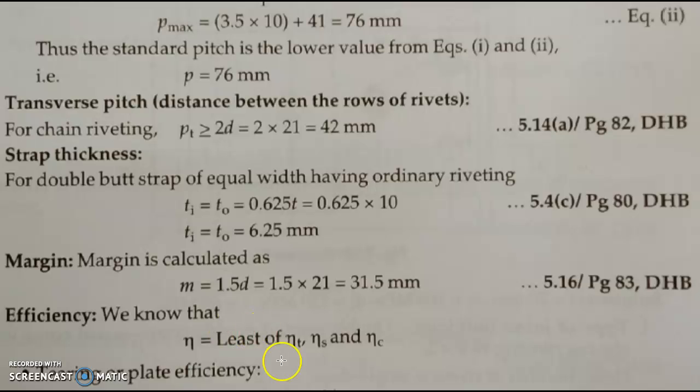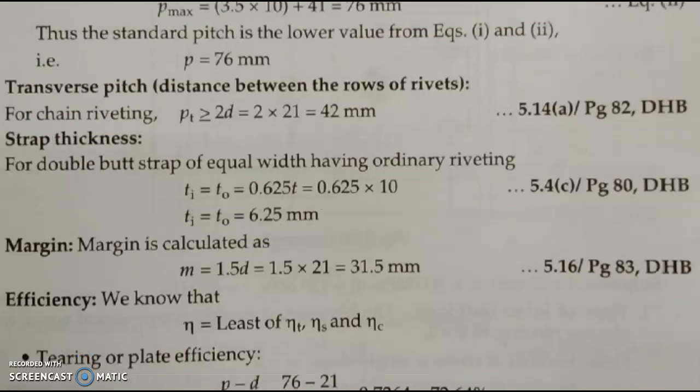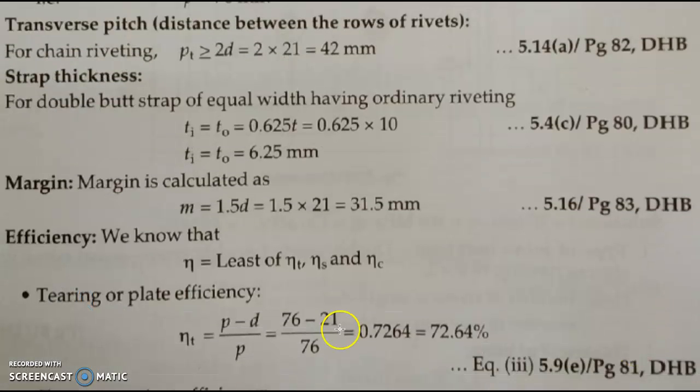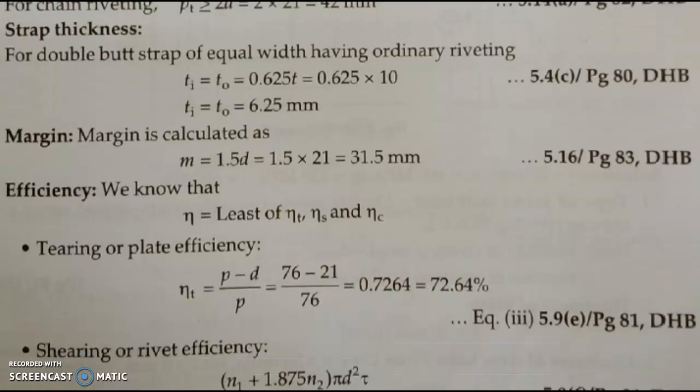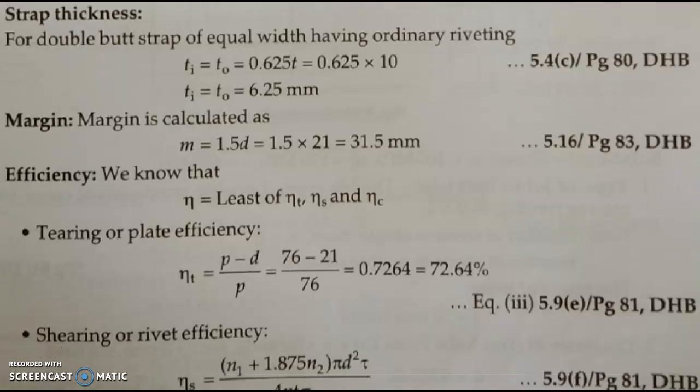Then the last step is the efficiency. How can we find the efficiency? That is the least value of eta T, eta S and eta C. What is eta T? That is the tearing or plate efficiency. We get that value from eta T is equal to P minus D divided by P. If we substitute all the values, the pitch value and diameter, we get 72.64%.